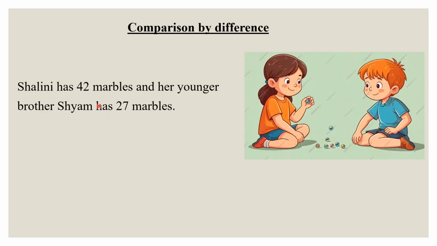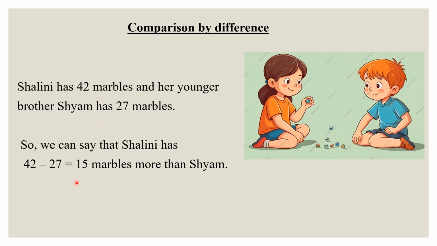So comparison by difference. Salini has 42 marbles and her younger brother Syam has 27 marbles. Okay, so both are brother and sister. If you see the number of marbles, you can say that Salini is having more marbles. But how many more marbles is Salini having? To find that we have to subtract the number of marbles, right? So when I subtract, we can see that Salini is having 15 more marbles than Syam. So this way of comparison is known as comparison by difference.